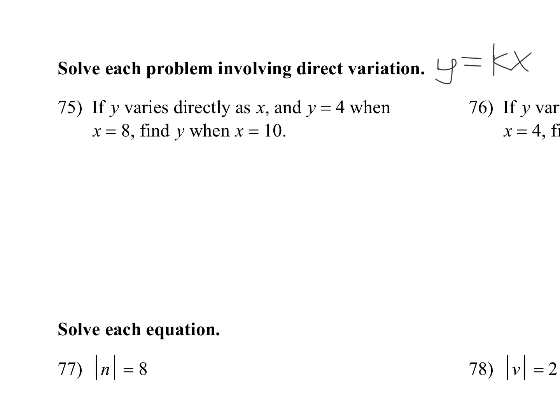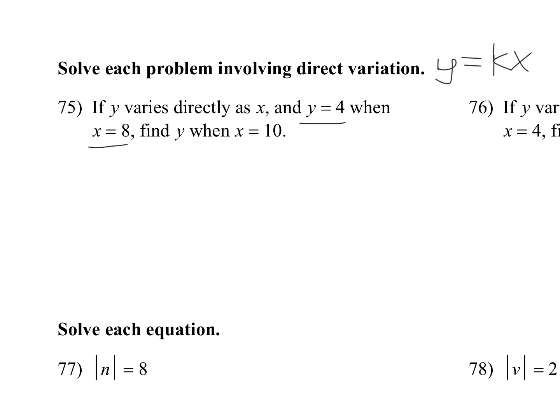I'll write that down. Y equals k times x. We're going to use that equation to help us solve these problems. So if y varies directly as x, y is 4 and x is 8. We need to use those to find what k is. So how do I do that? I'm going to plug them in, right?